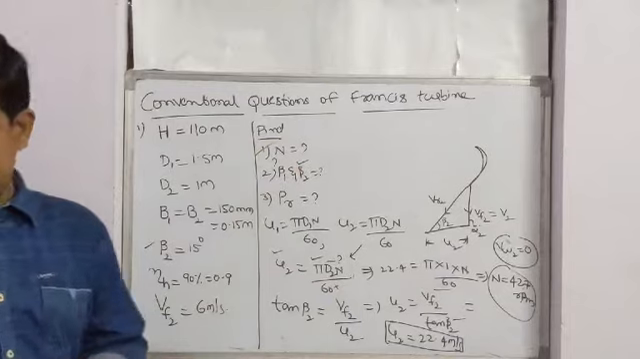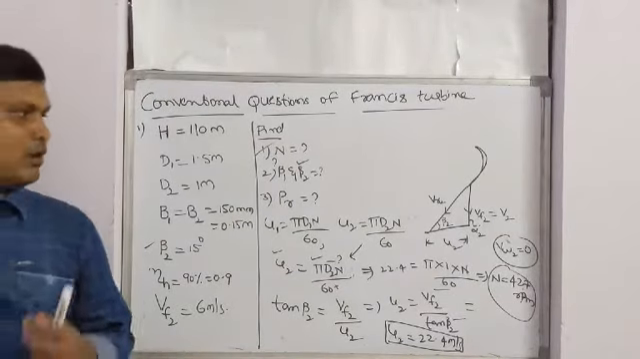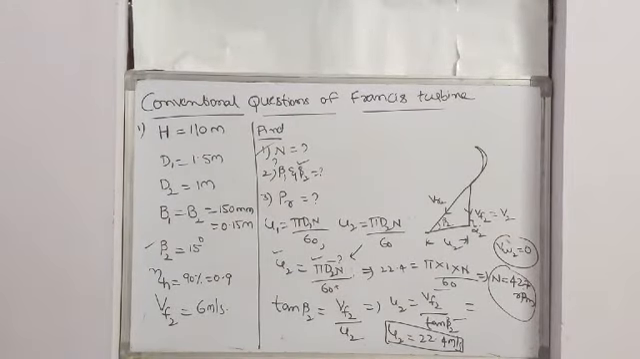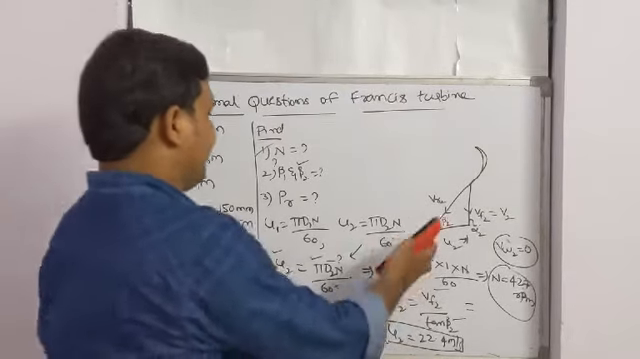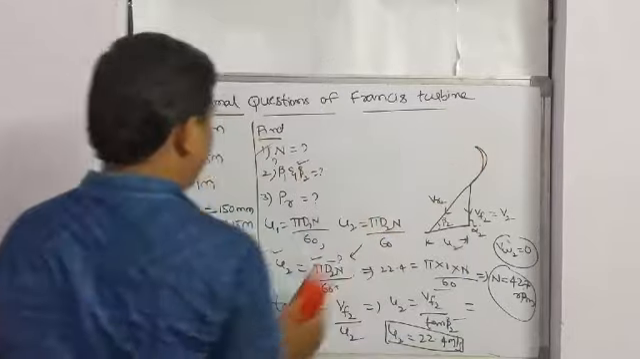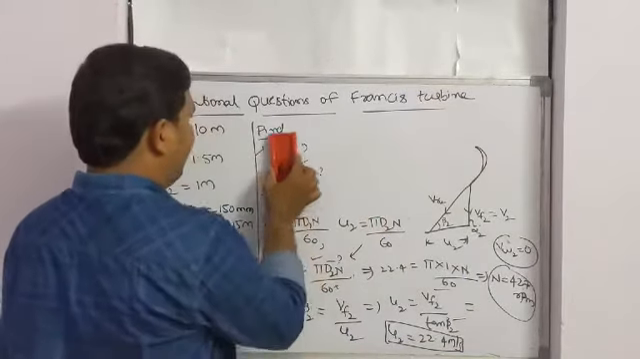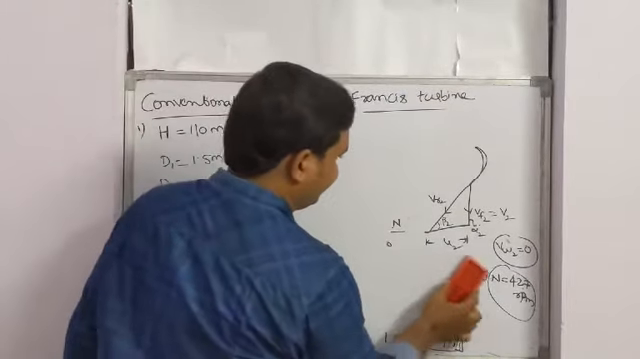So next, the blade angle set. They want to find out the blade angles beta 1 and beta 2. Already beta 2 is given. For beta 1 we should know the inlet velocity triangle. So how will the inlet triangle look? Just listen.